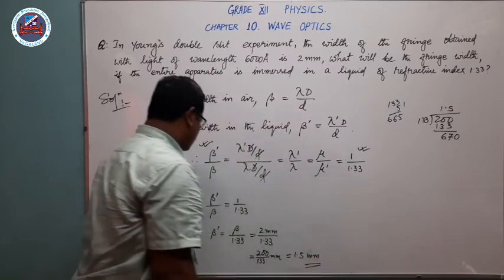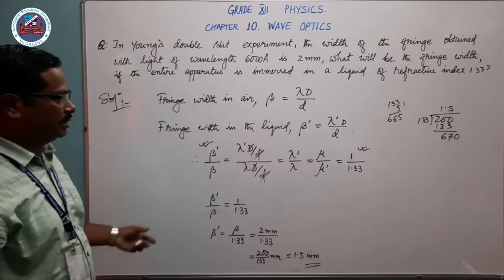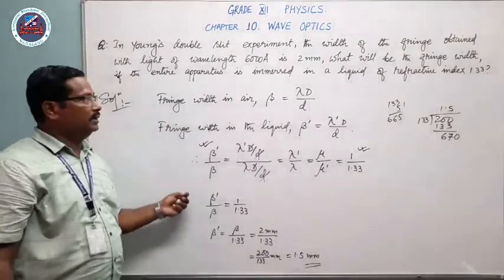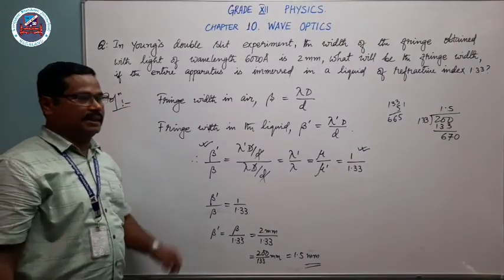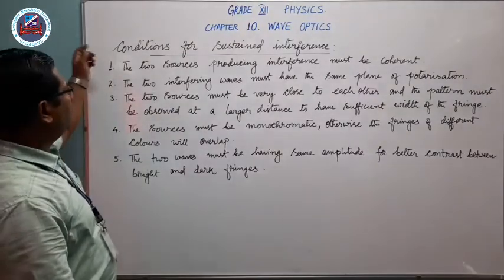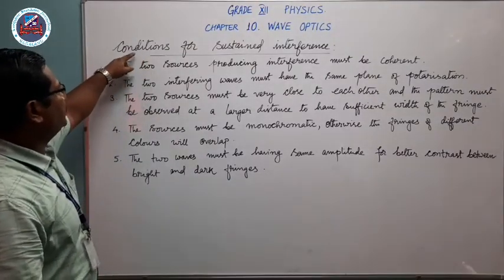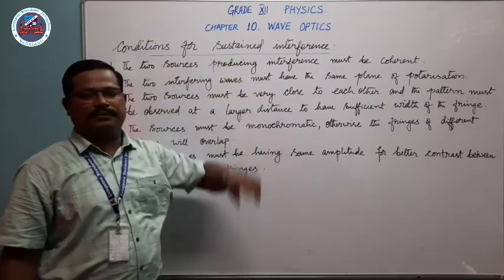Like this you can find out the fringe width inside the liquid. The whole thing is immersed inside the liquid. And the next thing that we'll have to know is about conditions of sustained interference. Here, to obtain a well-defined observation pattern, we call it conditions for sustained interference.